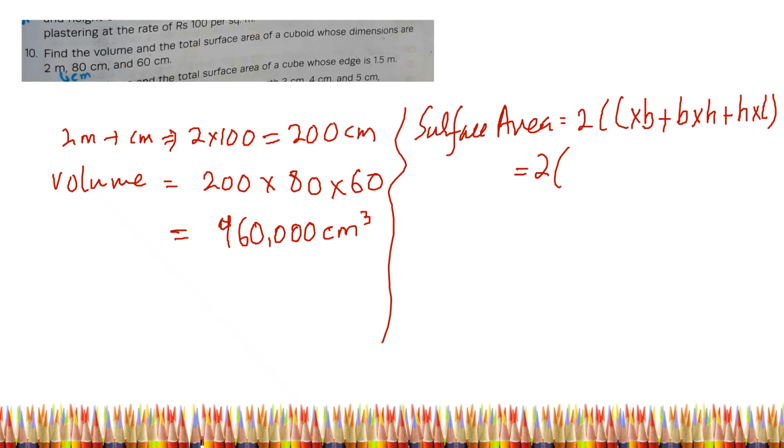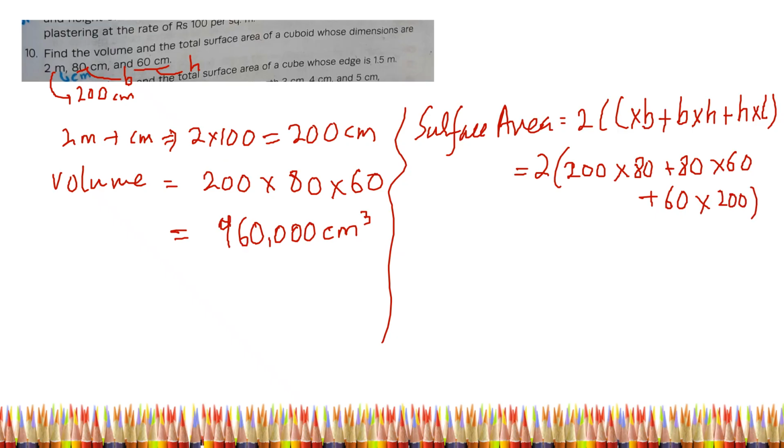2 into length here is 2 meter, that is 200. So let's take this as the length. That is 200 centimeter is the length, the longest one. Now the breadth here is, for example, 80. The breadth is 80 and plus 80, and the height is this one, 60. The height is 60 and the length is again 200, right?